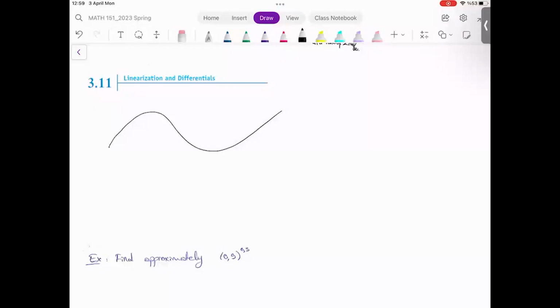In the second part, we will talk about linearization and differentials. Let me first make a very useful recall for you on what a linearization is and what is the importance of it. Okay, let's say that this is our function f of x, and let's consider the tangent line drawn at this point.